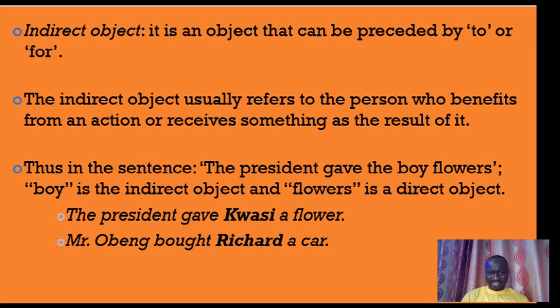The president gave Kwesi a flower. Here we have the president as what? Noun. Kwesi is a noun and flower too is a noun, but we want to identify all of them by giving them names. So the president is the subject, and the flower is the direct object which is being given. But who received it? Kwesi. Kwesi is what? Indirect object. Mr. Obin bought Richard a car. Here too, Mr. Obin is the subject, but the direct object is the car which is bought. But who received it? Richard. So Richard is also a noun, but here it is serving as what? Indirect object.